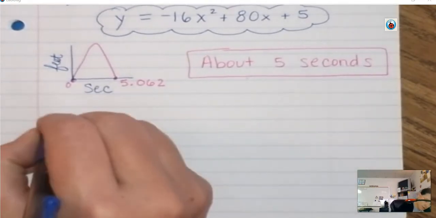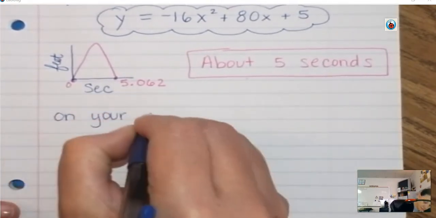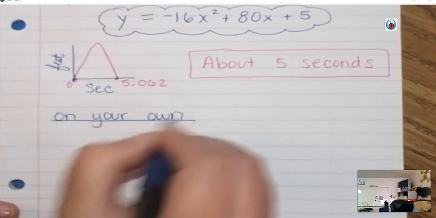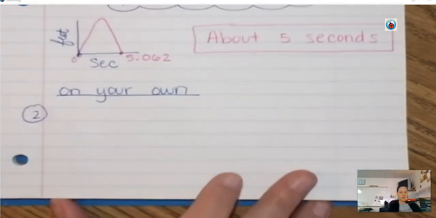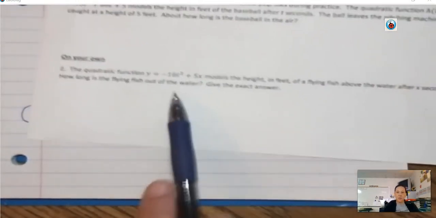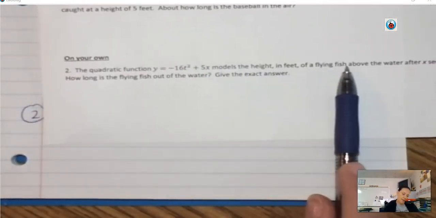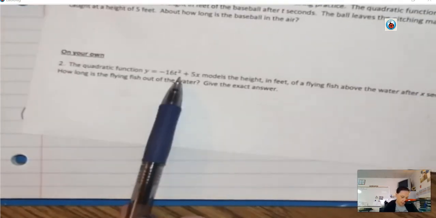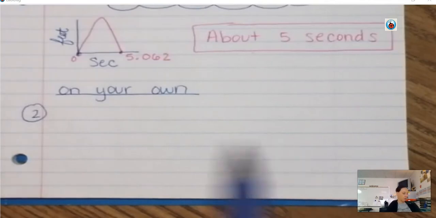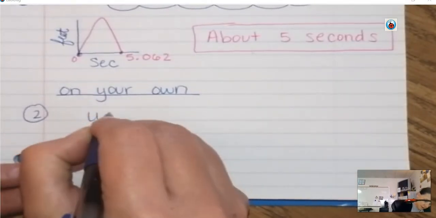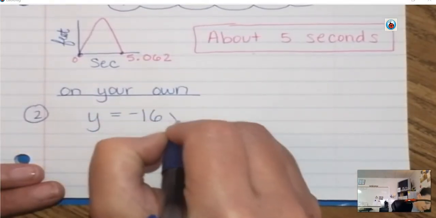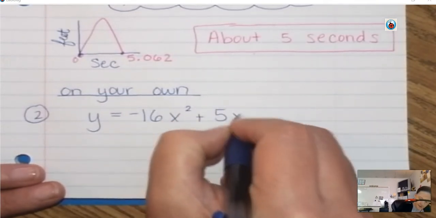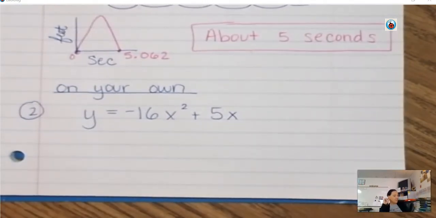Okay, now you're going to do one on your own or with a friend. The quadratic function, blah, blah, blah, models the height in feet of a flying fish above the water after x seconds. How long is the flying fish out of the water? Oh, when I typed this, I accidentally put a t and an x. Those should not be different letters. Okay, this equation will use x's. y equals negative 16 x squared plus 5x. Okay, that's a flying fish. I want to know how long is the fish out of water, and I want an exact answer. So do not round it. Give me all the decimals.